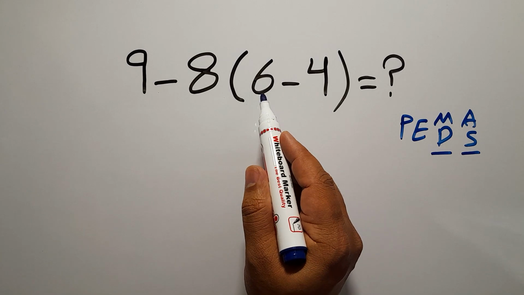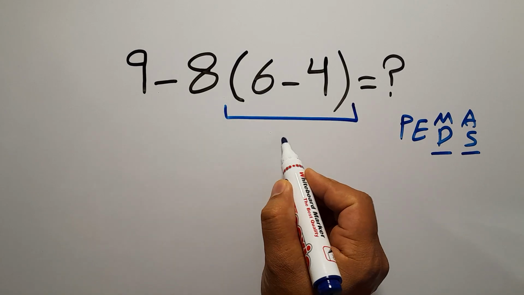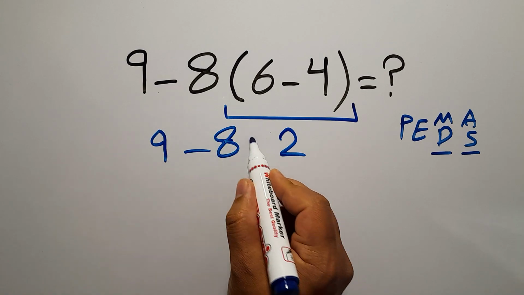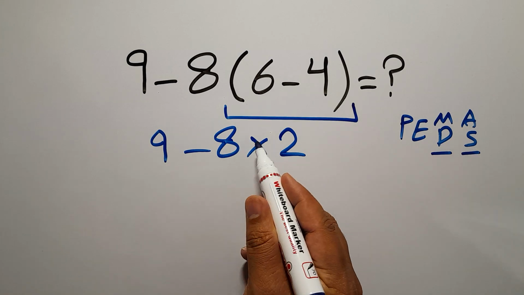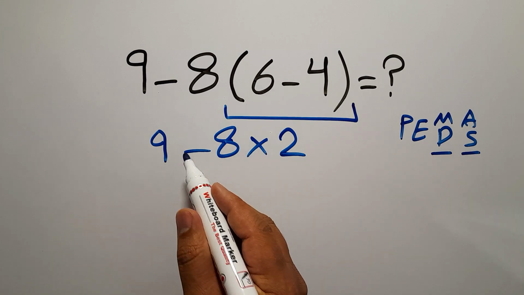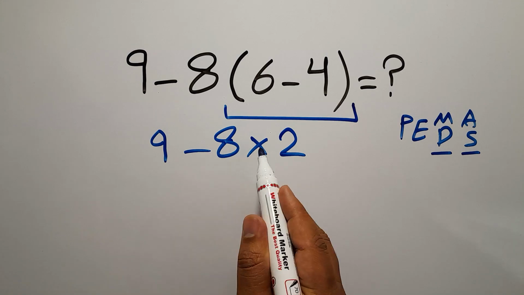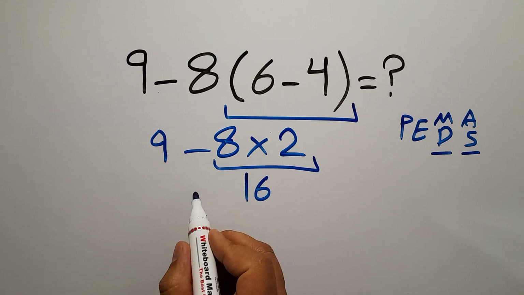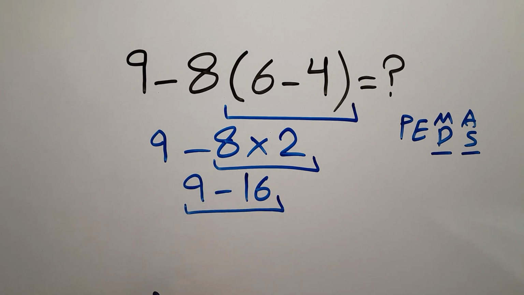Inside these parentheses we have 6 minus 4, which equals 2. So we have 9 minus 8, then times 2. In PEMDAS, multiplication comes before subtraction. So now we have to do this multiplication. 8 times 2 gives us 16. So we have 9 minus 16, which equals negative 7.